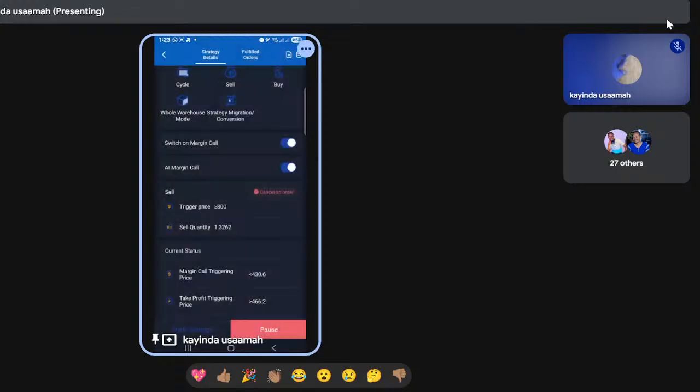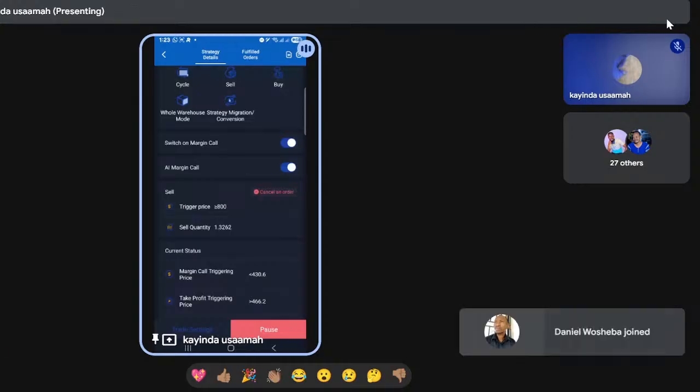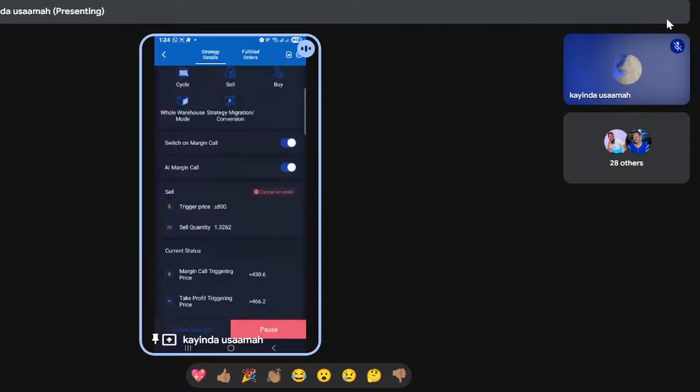AI margin call. What's AI margin call? This is what I want to teach you today to understand. An AI margin call is an artificial intelligence robot designed to monitor the market. It buys a margin call.